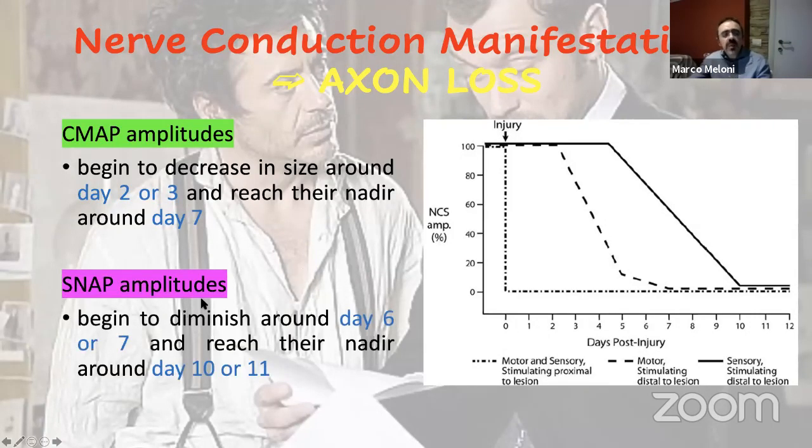And when you look at SNAP amplitude, usually they diminish after the motor action potential, at 5-6 days, and they reach their nadir around 10 or 11 days.